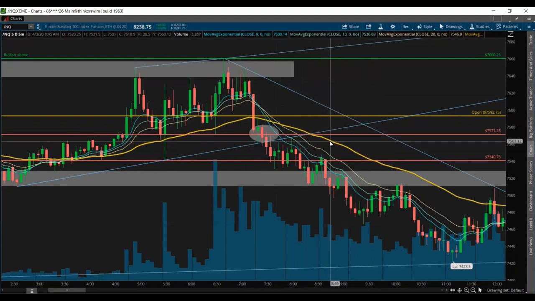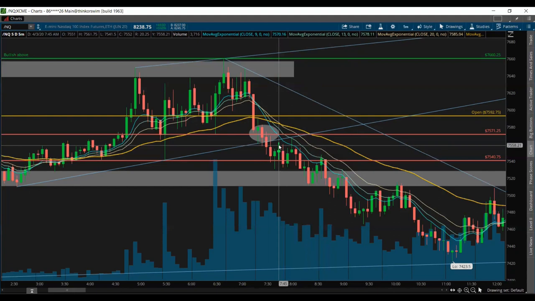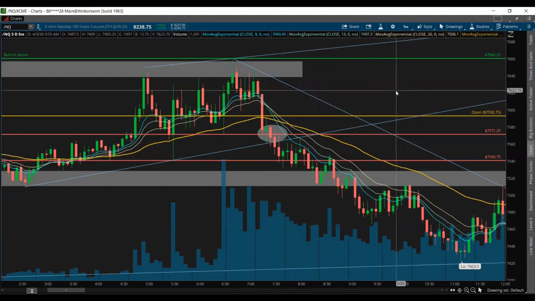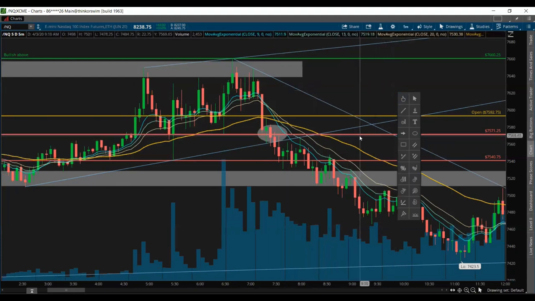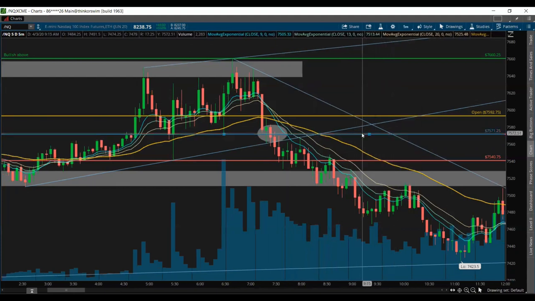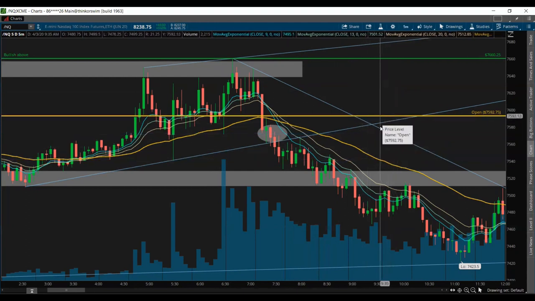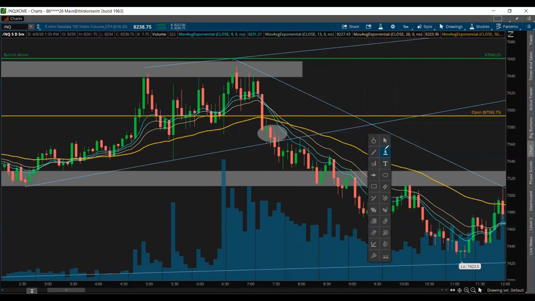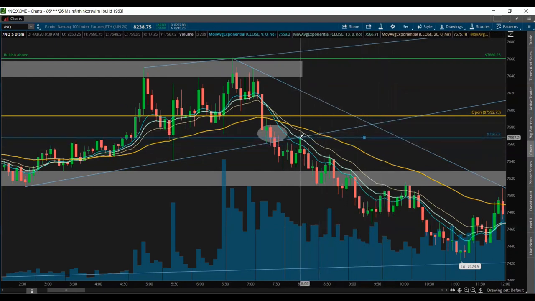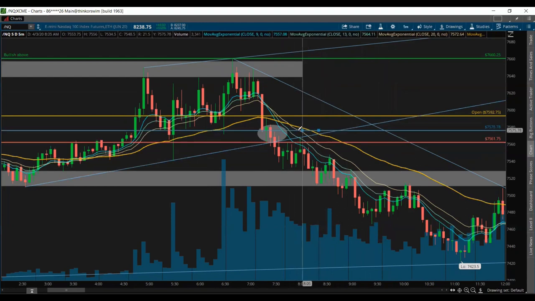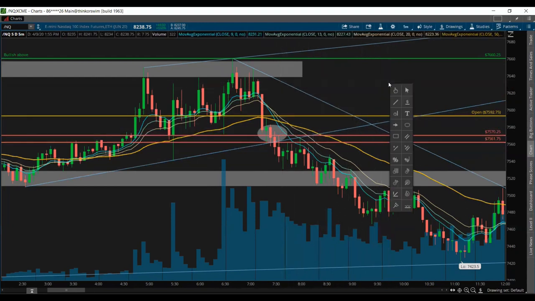I typically like to short between the 9 and the 13 EMA. But if we want to look at the candles here, the high of this doji candle is 75.61.75, which would be a perfect entry for me. I'm going to have to clean this up just a little bit to show the entries. So the entry would actually be on this candle, and we want to put a stop above that candle.